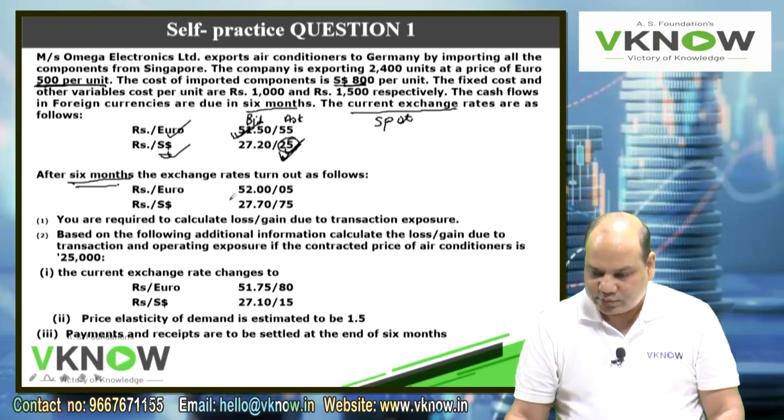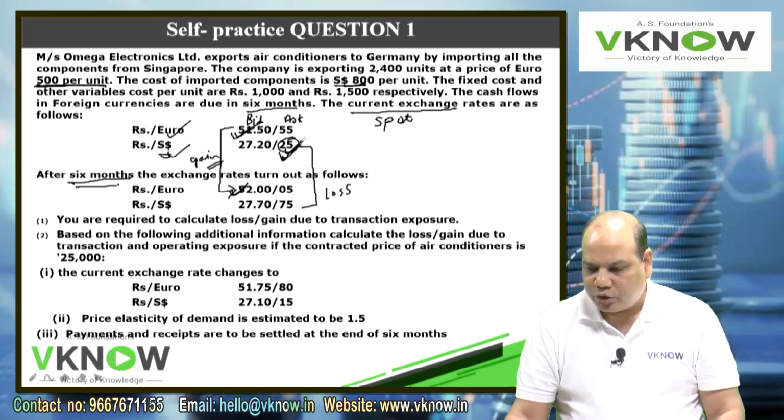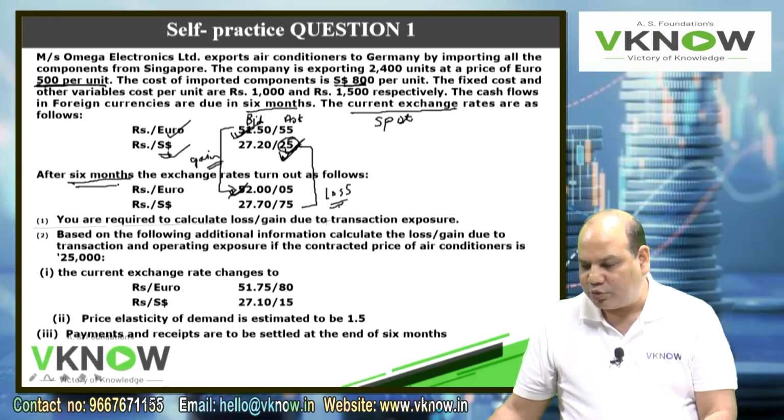So what will happen after 6 months? Euro has gone up, so in case of Euro, we will gain. But in case of Singapore dollar, we will lose, because our outflow will go up. So there will be a loss on import, but there will be a gain on export. And that is my first question. You are required to calculate the transaction gain or loss, the gain or loss due to transaction exposure.